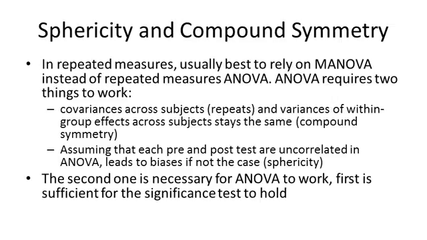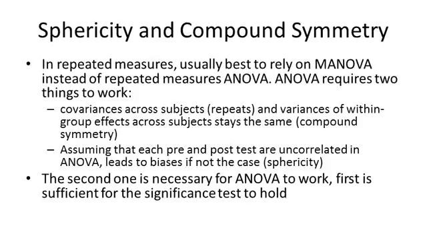So the last assumptions that we're dealing with are sphericity and compound symmetry. In repeated measures, usually it's best to rely on MANCOVA instead of repeated measures ANOVA. ANOVA requires two things to work: that the covariances across the subjects, so the repeats, and the variances of within group effects across subjects stay the same. So it needs compound symmetry. The within group effects we already talked about, but basically the variance and the covariance as you move through different tests.